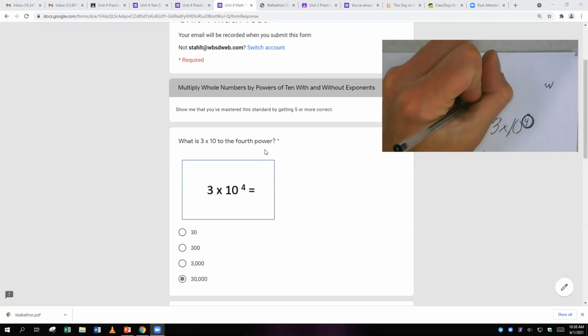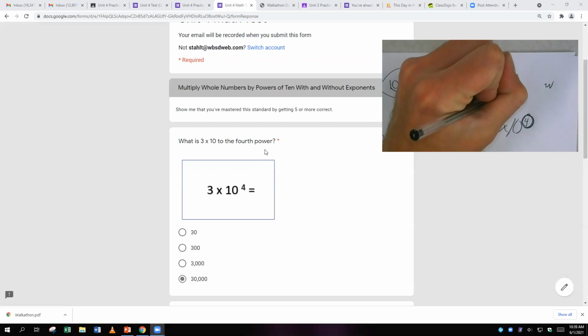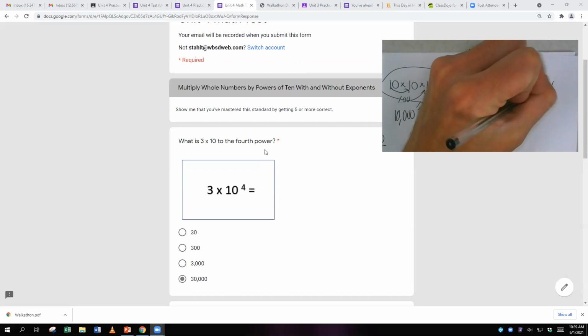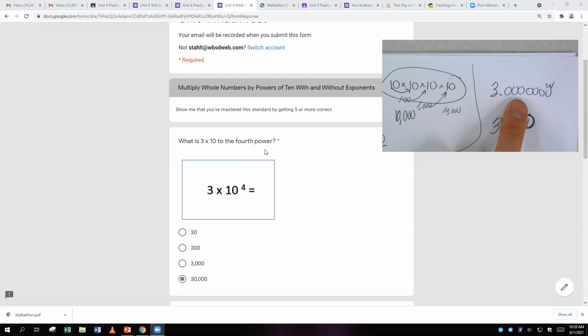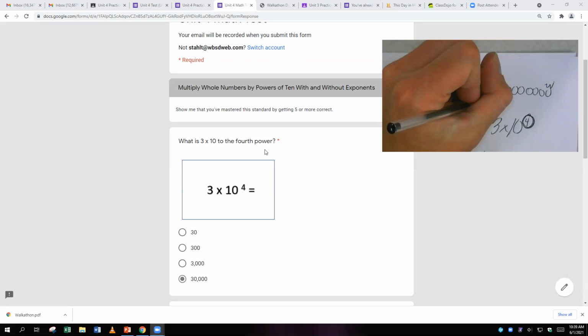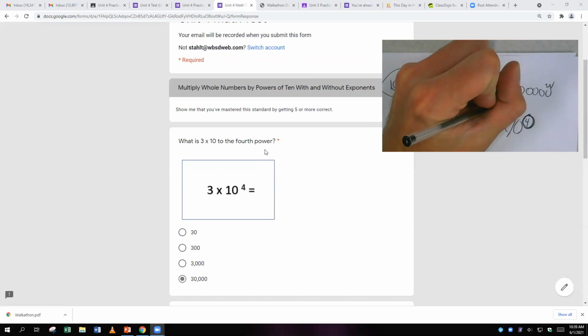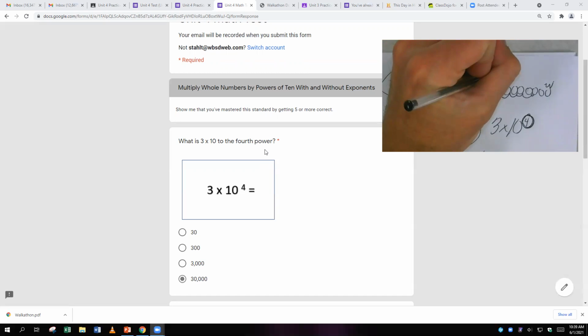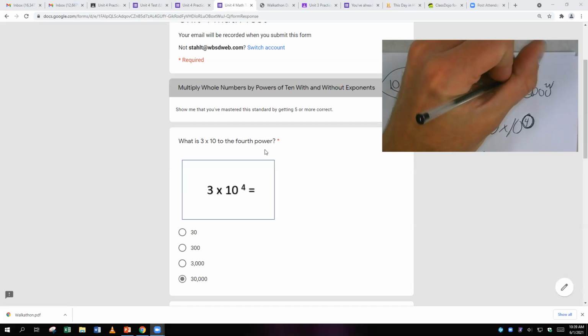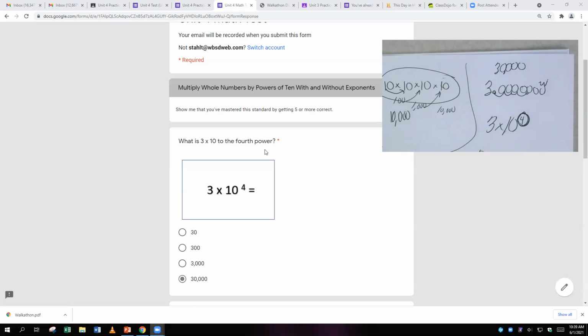We're going to take our 3, which has infinite zeros after it, because there's 0 tenths, 0 hundredths, 0 thousandths, 0 ten thousandths, and so on and so forth. And we're going to go 1, 2, 3, 4. So it's 3 with 4 zeros. So 3 times 10 to the 4th power is 30,000. So once again, you go like this. You have your dot, and you say 1, 2, 3, 4. The decimal now is over here. I add my 4 zeros. Bada bing, bada boom.